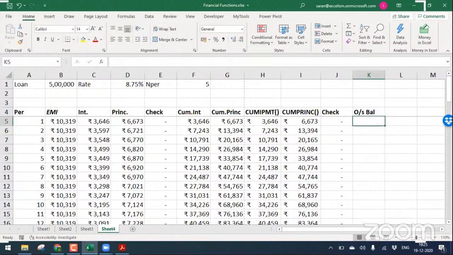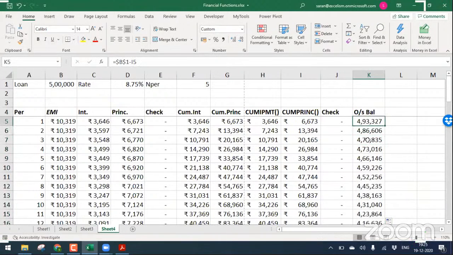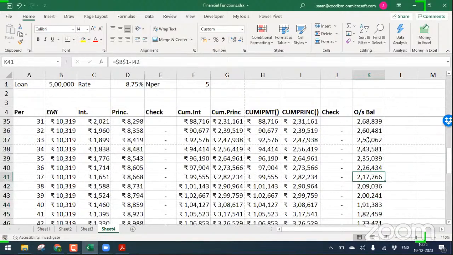Can anyone tell what is the formula? Simple. This is the loan minus this is the cumulative principal. So as on after the first period, this is the outstanding and so on. Enter, you can copy and paste. Wow. So here 493 is outstanding after 2 periods, after 3 periods, and so on. So when you are going after 3 years, if you want to pay the entire loan, then they may say that Mr. Sharon, the loan outstanding of the principal is 217,766. If it's a floating loan, there are no prepayment charges. If it is not floating, then there are prepayment charges and so on.